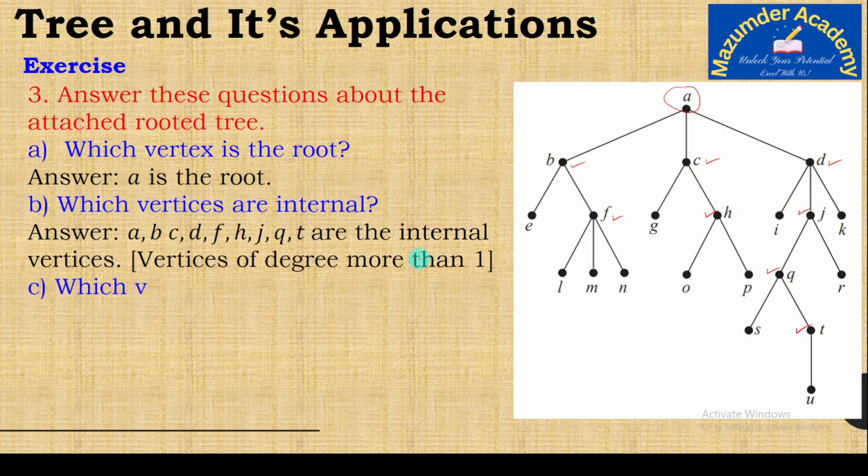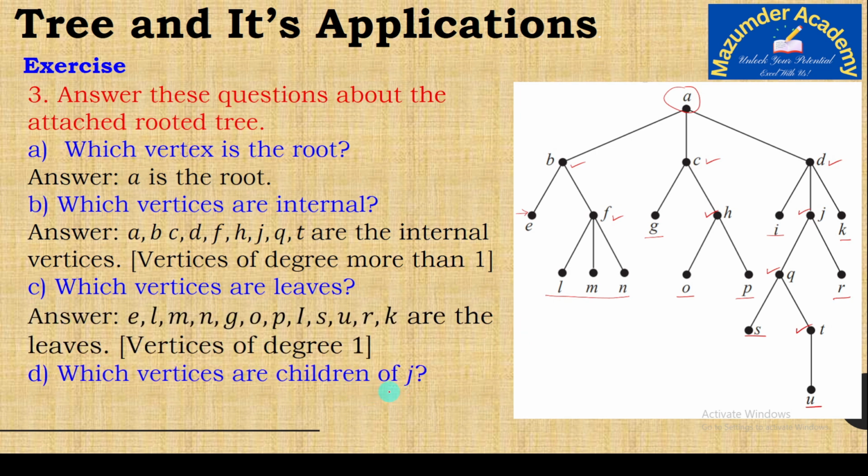Next, which vertices are leaf vertices? A leaf vertex means the degree is equal to 1. So obviously this is degree 1, this is of degree 1, this is of degree 1, and so on. These are the different vertices of degree 1.